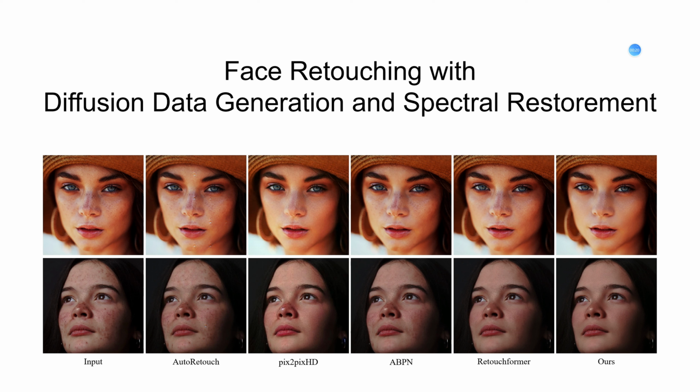First, we built a large-scale benchmark to fix the data shortage. Second, we designed a new framework that combines frequency selection and restoration, or FSR, with multi-resolution fusion, MRF. Together, these let us remove blemishes while keeping natural skin texture and global harmony. Our approach is inspired in part by ideas from JPEG quantization, but learned end-to-end so the model decides what to keep and what to suppress.